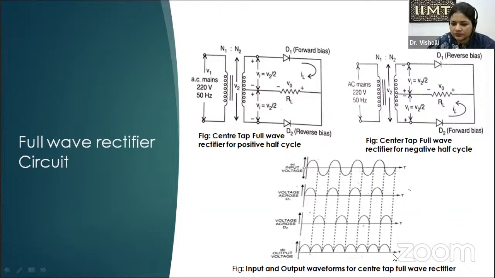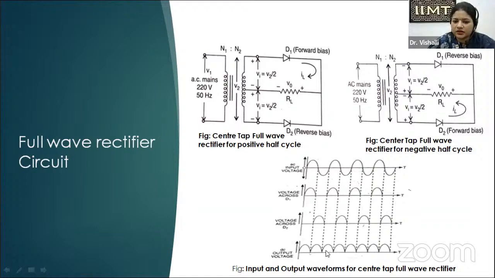So in the final DC output, we are getting some output in both half cycles, the positive as well as the negative half cycle. During the positive half cycle, one diode becomes forward biased and the other becomes reverse biased, and vice versa in the next negative half cycle. So output voltage will always be there in the output.